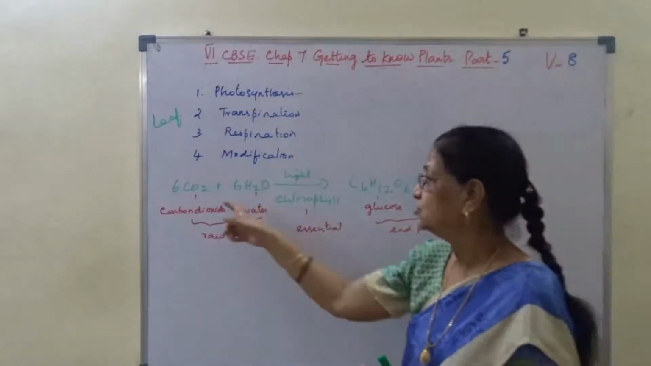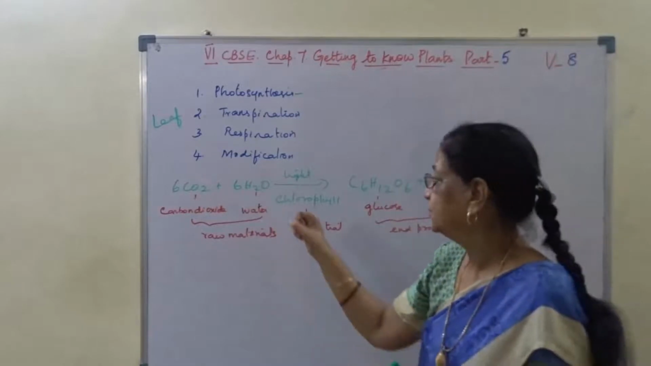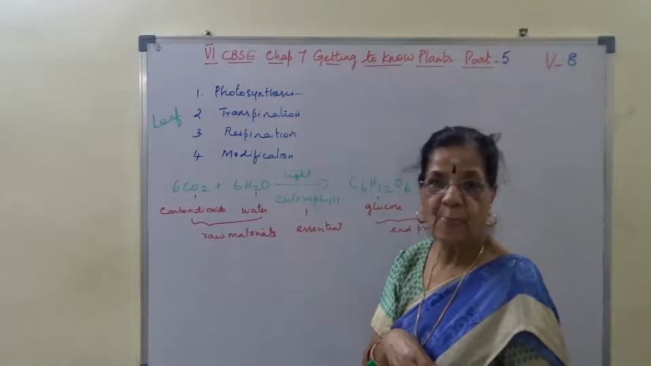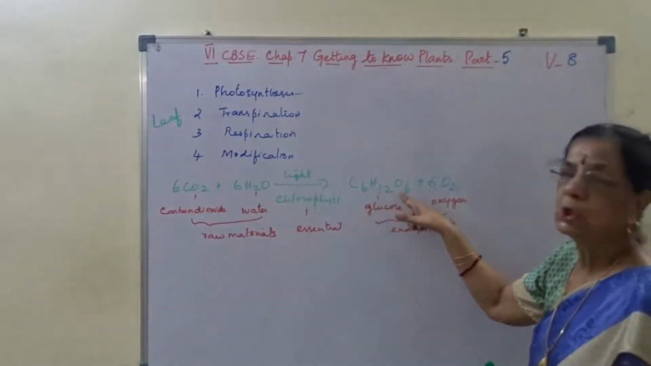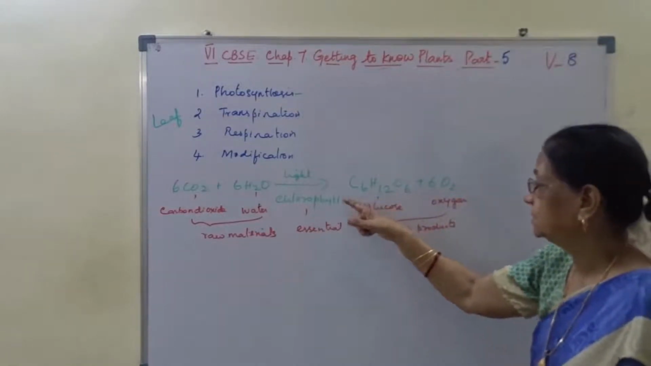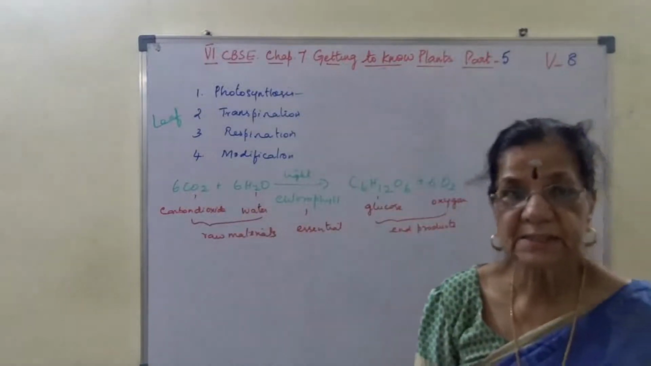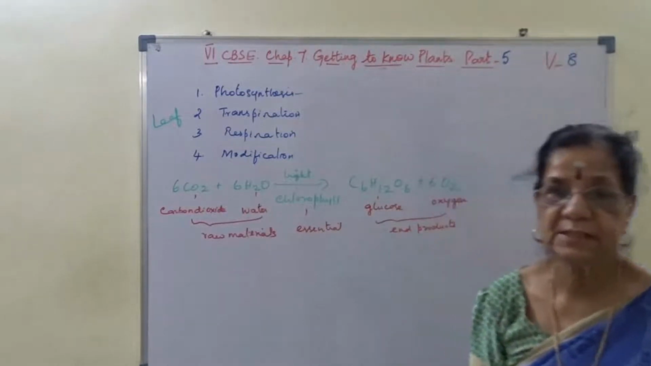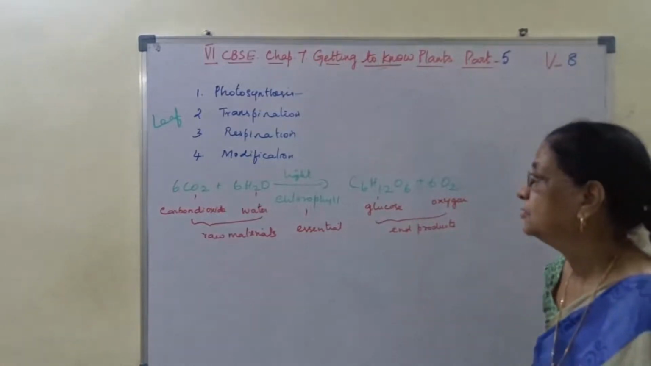The symbol C is for carbon, and O is oxygen. In the same way, H is hydrogen, O is oxygen. That is carbon, hydrogen, oxygen. And then the number is 6, 6. That is balancing the equation. I hope you understand.